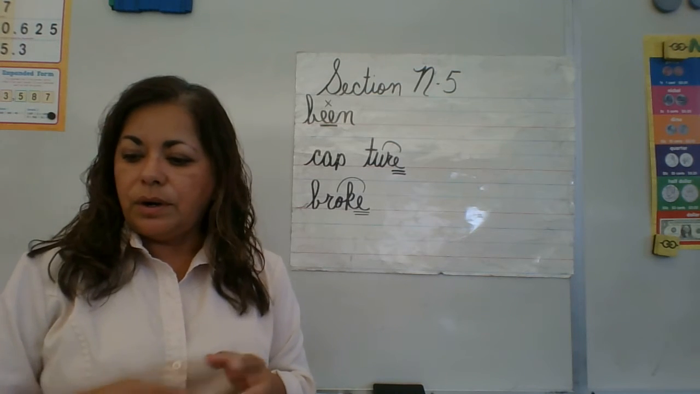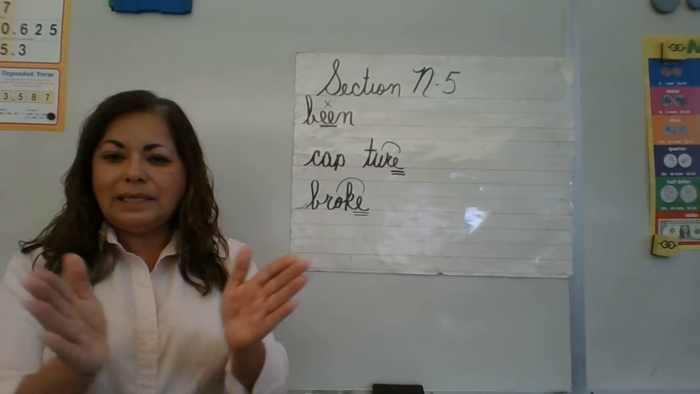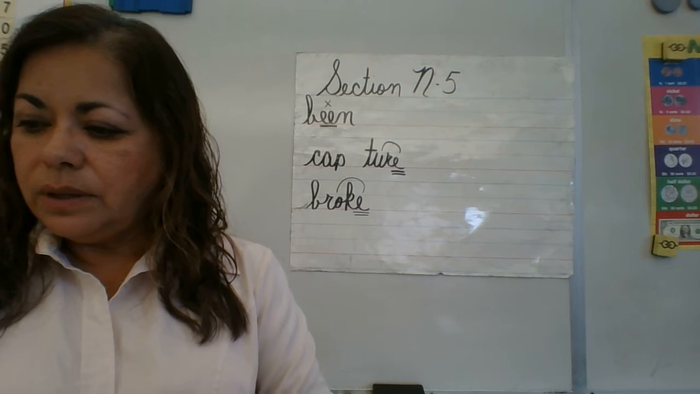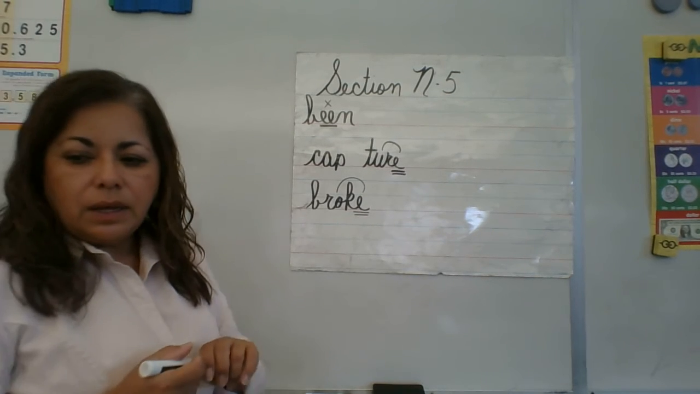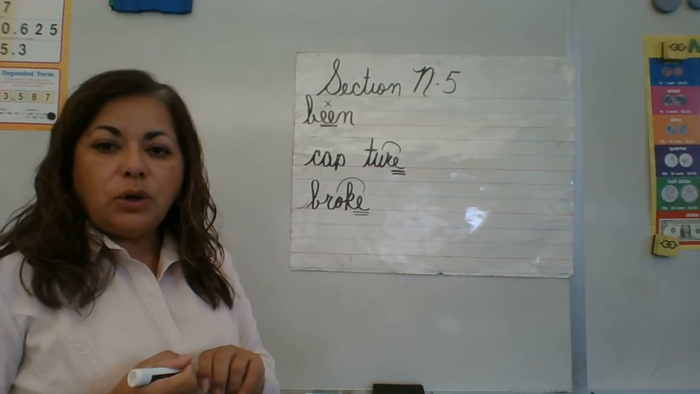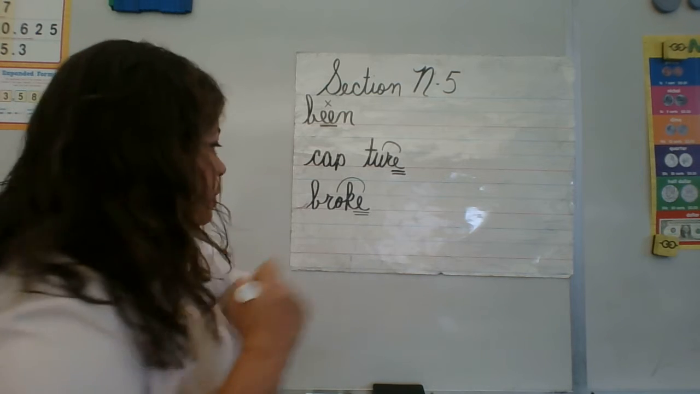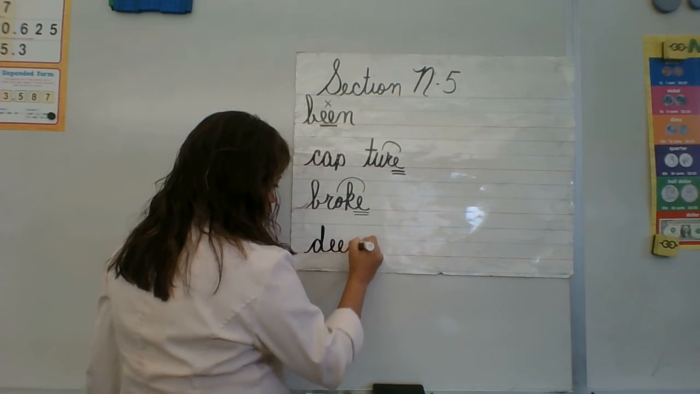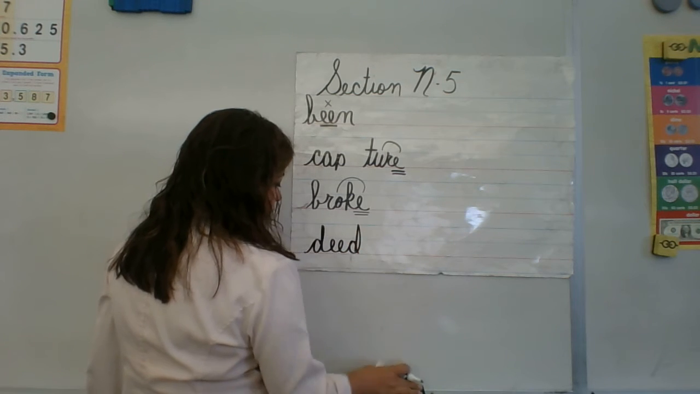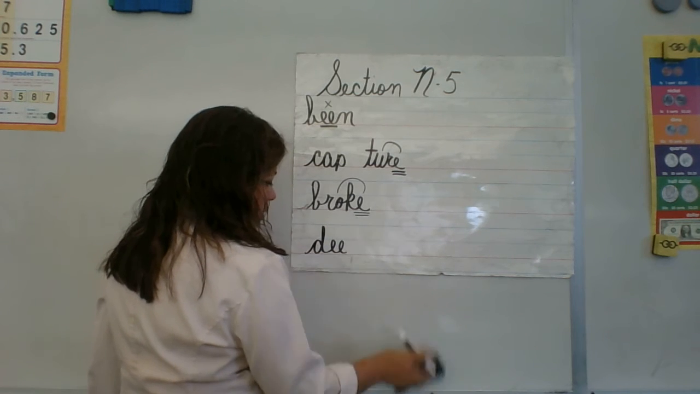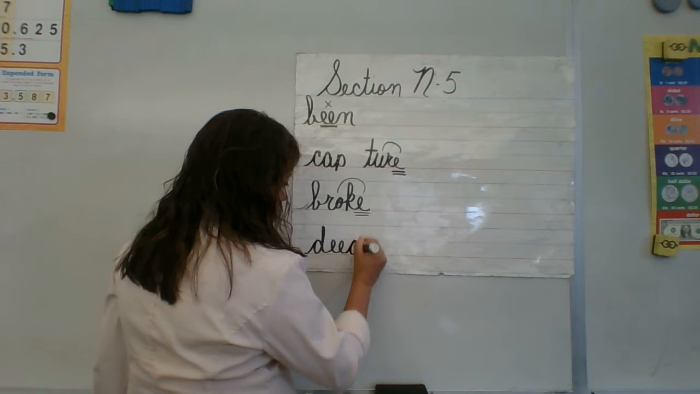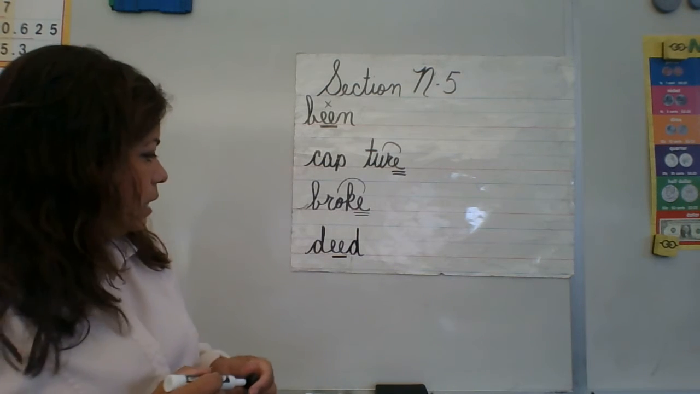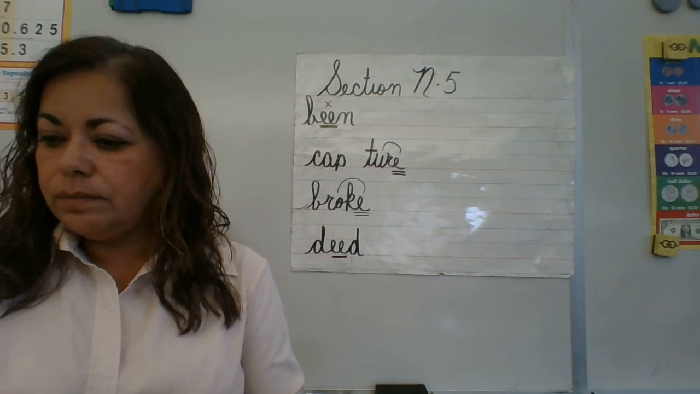Number 4, deed. Deed. 1 syllable. Helping someone is a good deed. 1 syllable. Oops, I did that badly. And we have an E, double E, always says E. Deed.